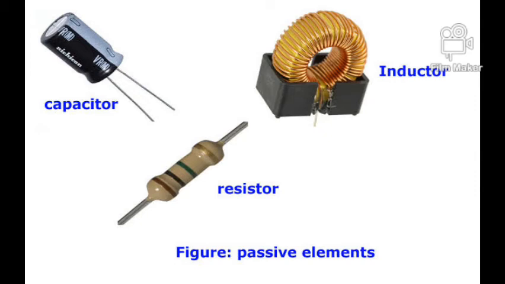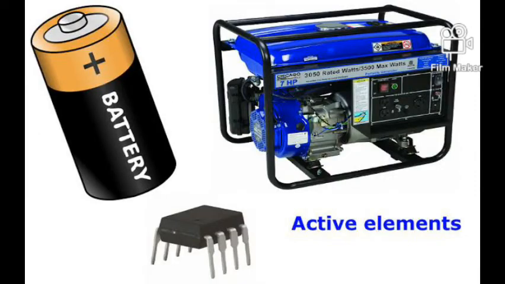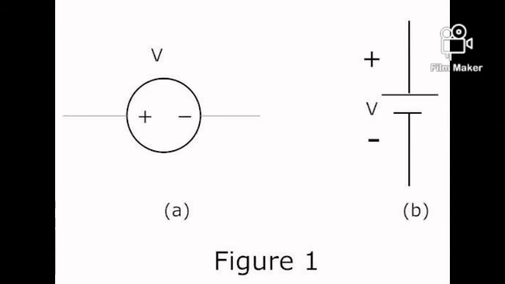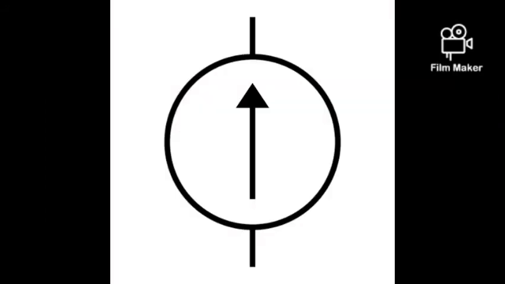So let's proceed. The active element, as discussed earlier, provides power for the circuit, and they are classified into two. We have the independent and the dependent. The independent stands alone to provide its power, whereas the dependent depends on other elements for its power to be controlled. They use this symbol to represent the voltage source and this symbol to represent the current source.